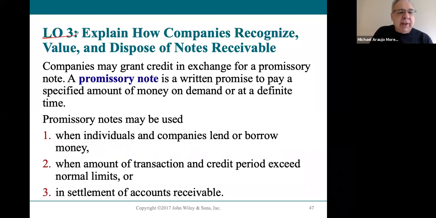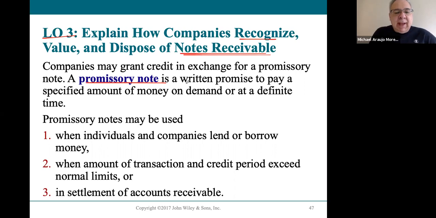Learning objective 3 focuses on notes receivable, for you to understand how they're created, how they're recognized, what their value is, and how they're disposed of. But a note receivable basically is a loan. It's a promissory note, a written promise to pay.